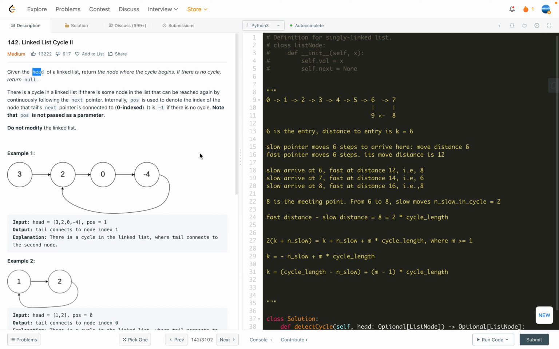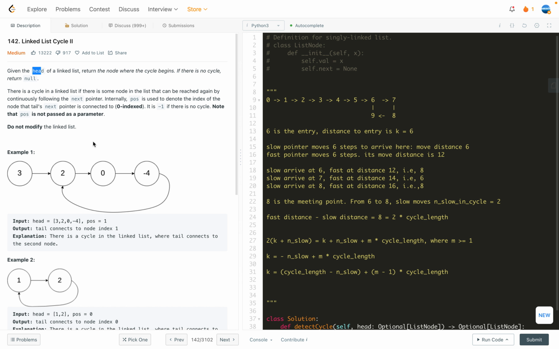From the previous problem, we know we can use fast and slow pointers to check if there's a cycle or not. That's rather simple. But this problem is strengthened. We not only want to detect if there's a cycle, but also we want to find the entry point if there is a cycle.